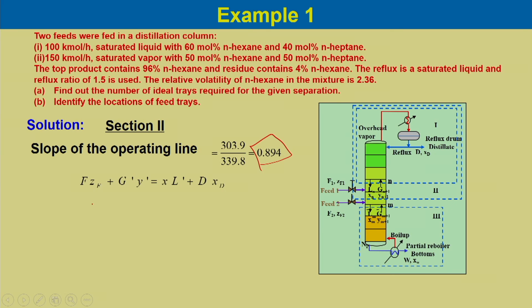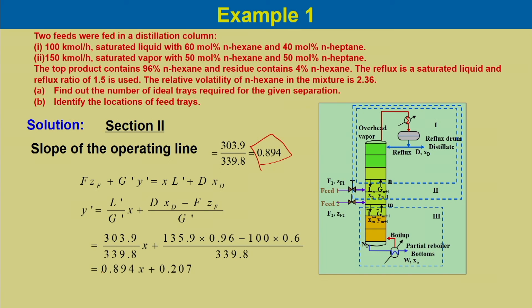Now, if we do for section 2 the species mole balance, F ZF plus G dash Y dash would be equal to X L dash plus DXD, and if we just substitute the values, we would obtain Y naught would be equal to 0.894 x plus 0.207. So, this is the intercept for this operating line.